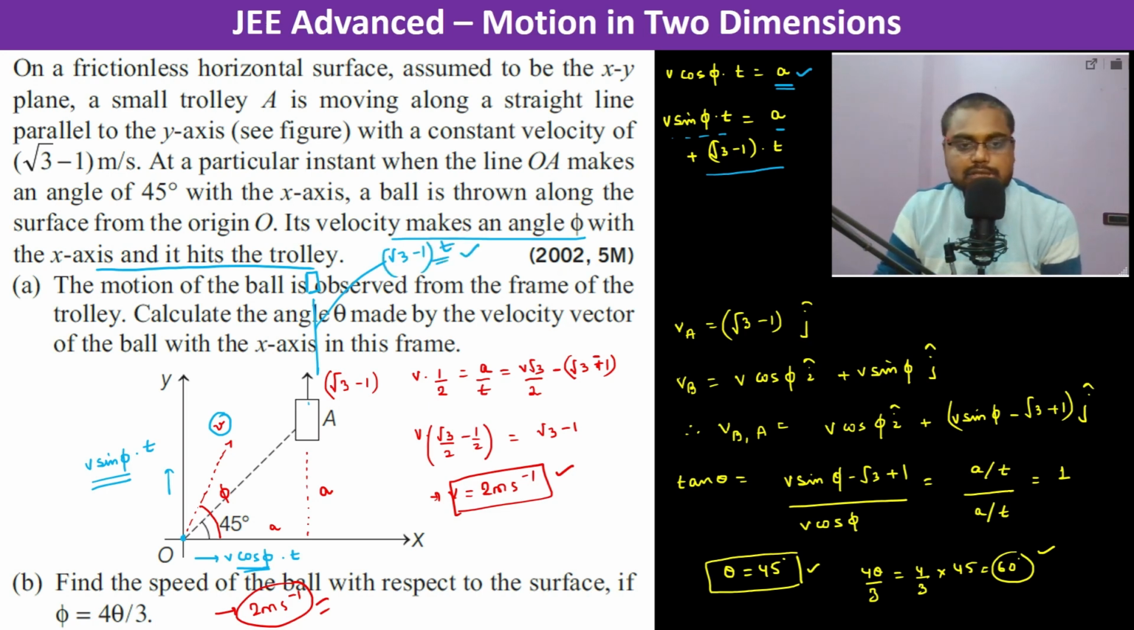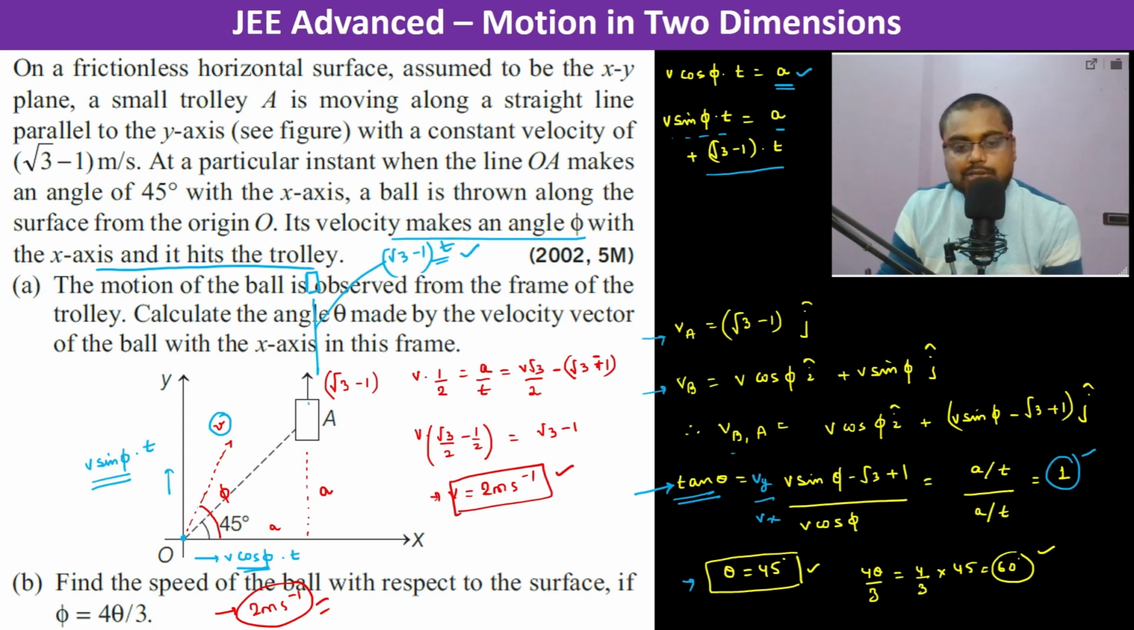Okay, so from here we get these two equations, and then it is asked what is tan theta. So we calculated VA, we calculated VB. VB with respect to A we calculated, and therefore this is going to be V divided by Vx, which is 1. So therefore theta is going to become 45 degree.